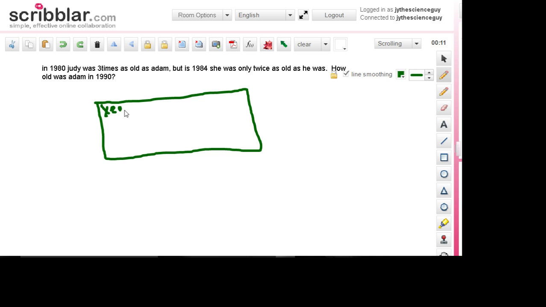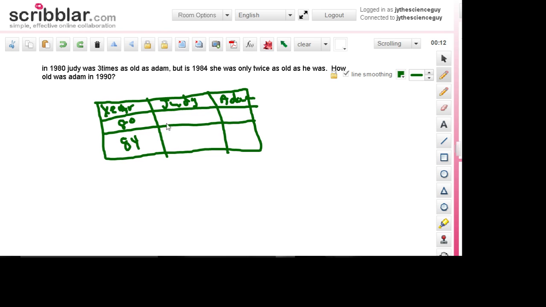So this is the year. And then this is Judy. And this is Adam. And in 1980, and this is 84. Okay, so I'm going to write the relationship between the two of them according to what they tell me here. It says that Judy was 3 times older than Adam. So who's older, Judy or Adam? Judy. So if I make Adam X, then what would Judy's age be?